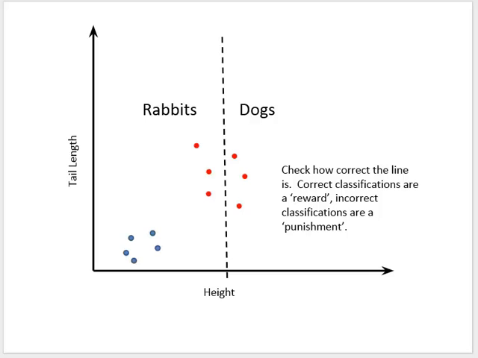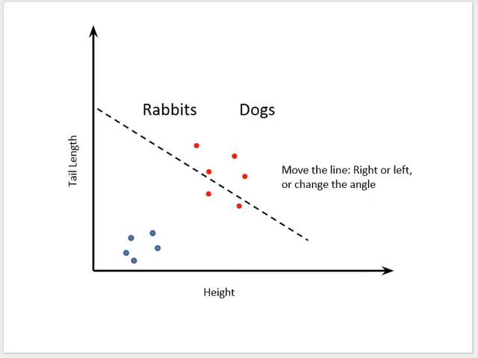Remember that in this reinforcement learning method, we have a supervisor that is able to tell the robot whether it is right or wrong with each classification, but cannot tell the robot what the correct answer is in the case where it gets it wrong. Next, the robot will move the line. It can either shift it left or right, or it can change the angle of the line.